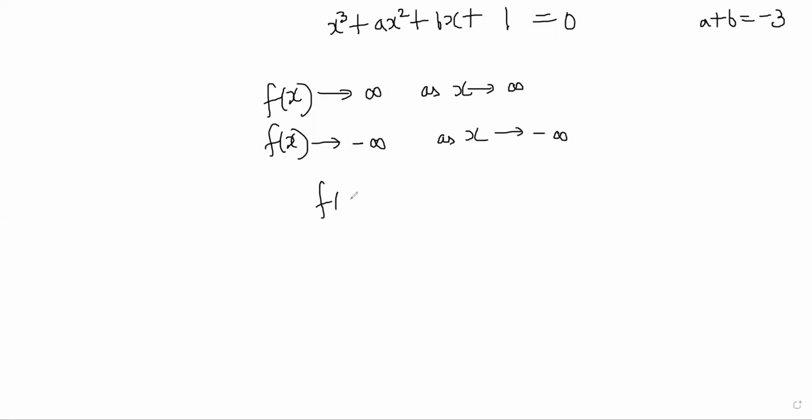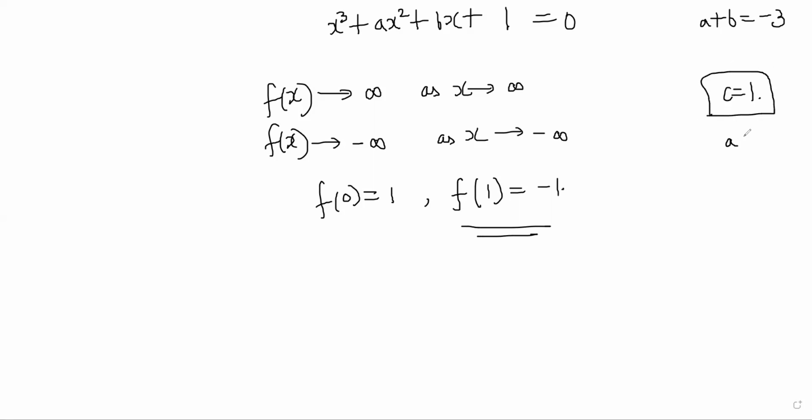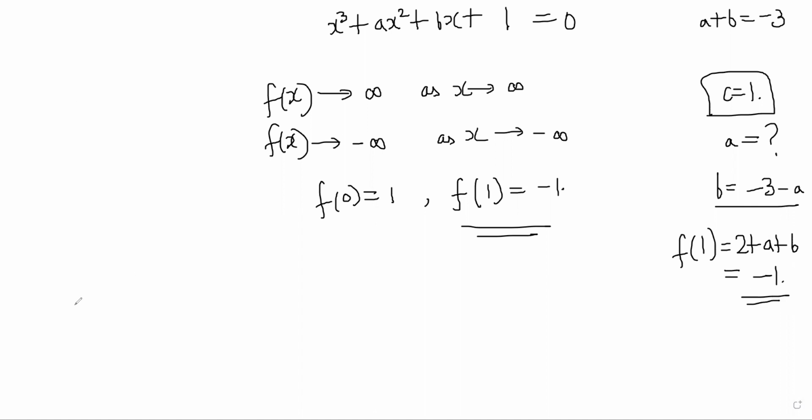We also have f of 0 is 1 and f of 1 is -1. Because of the way P played his game, P did C is equal to 1, and when Q chose A as something, P chose B as something. A plus B was -3. So he said B should be -3 minus A. Because that will ensure that f of 1 will be 2 plus A plus B, which will be -1. Right? Correct.